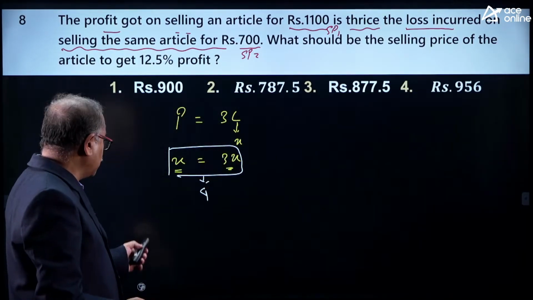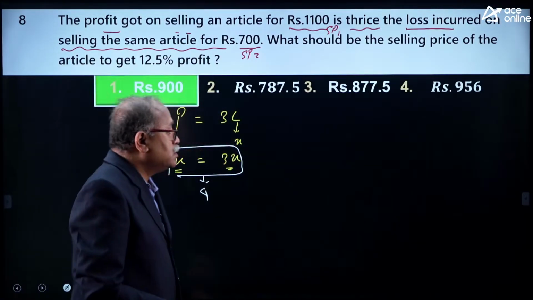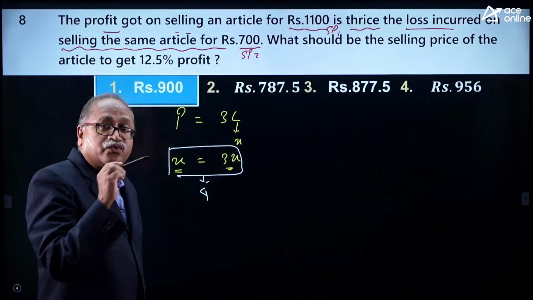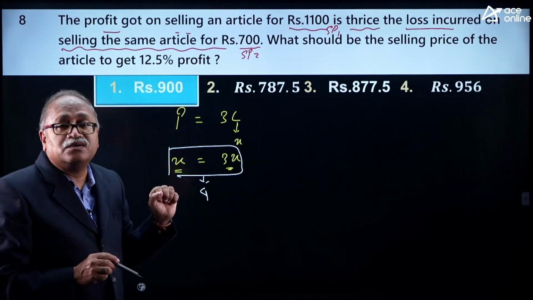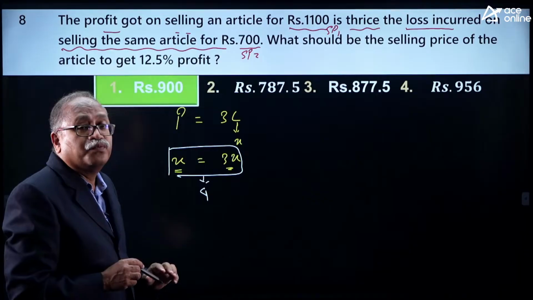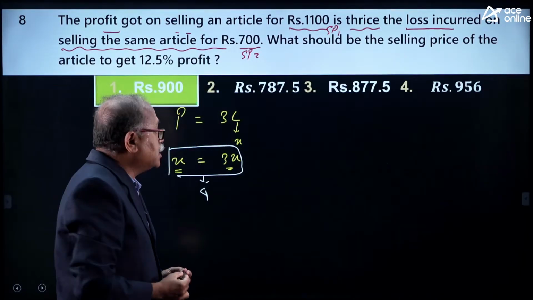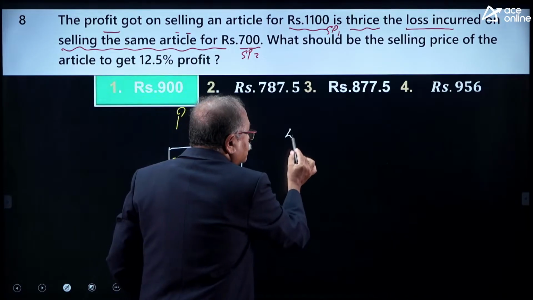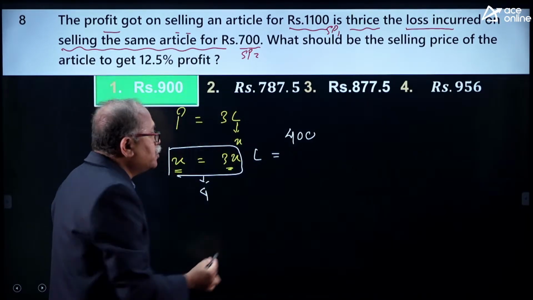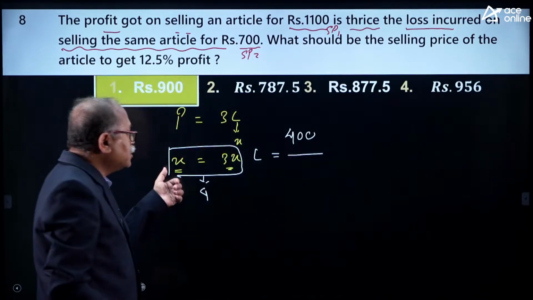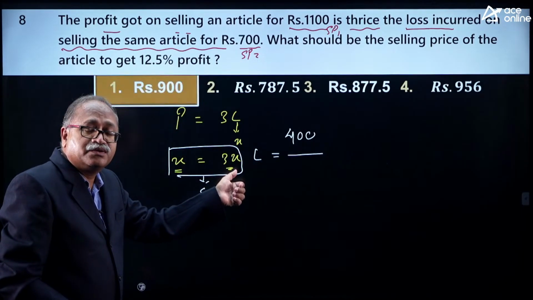Let me check that. Is it option 1? Yeah, that's right. Option 1. So, what is the method? What is the difference between SP1 and SP2? The difference is 1100 minus 700, that is 400. So, loss is equal to 400 divided by total number of parts. The profit is equal to 3 times the loss.